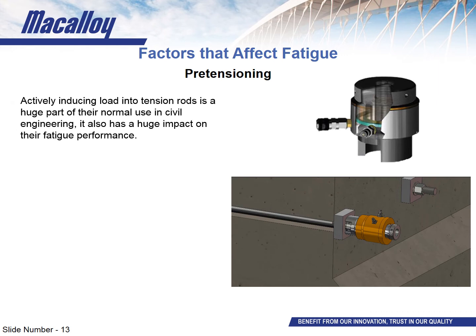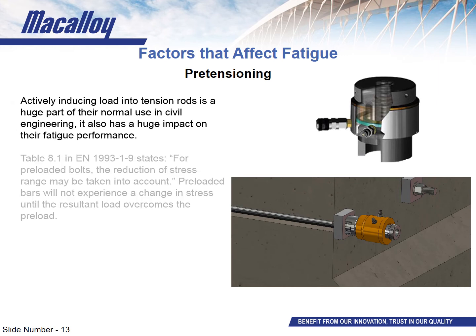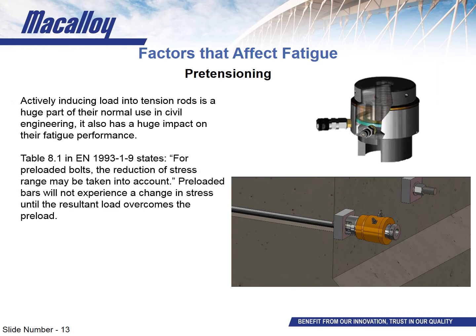This is typically done in order to minimize or mitigate any amount the bar will stretch during the life of the structure when subjected to load, as this elongation has already been taken out by the preloading process. It also has a significant impact on the fatigue performance of the member. In table 8.1 in EN 1993 part 1 part 9, it is stated that for preloaded bolts the reduction of stress range may be taken into account.